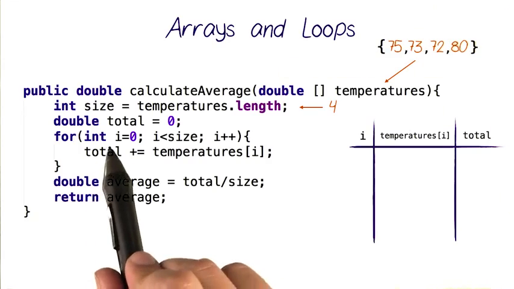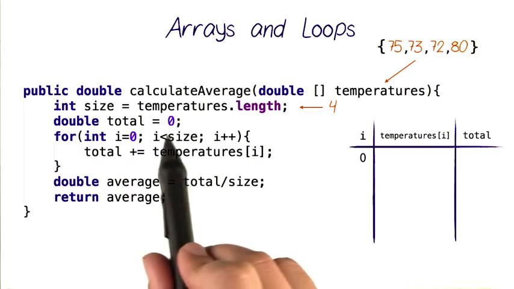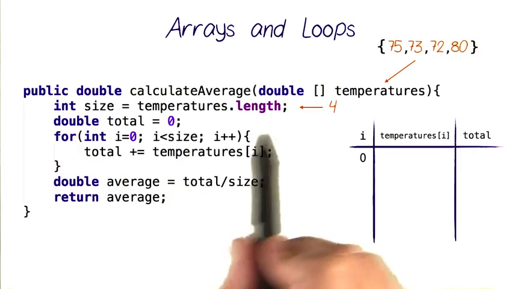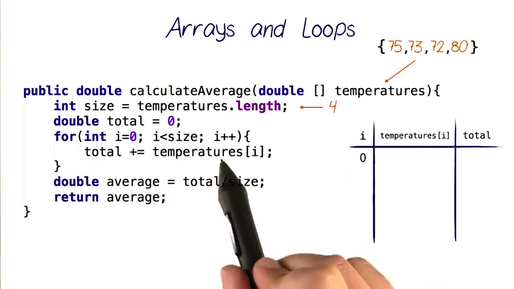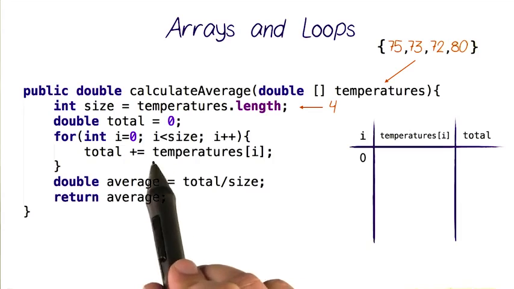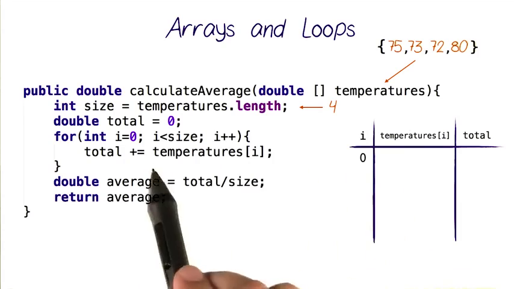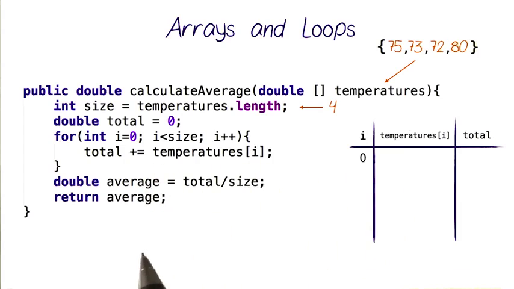The first thing that happens is initializing i to 0, so i becomes 0. And because i is less than size, which is 4 in this case, we step inside the loop and run this statement here. What happens inside the loop is we're trying to access temperatures[i]. i is 0 in this case, so we're trying to access temperatures[0], which is the first item in the array, which is equal to 75.